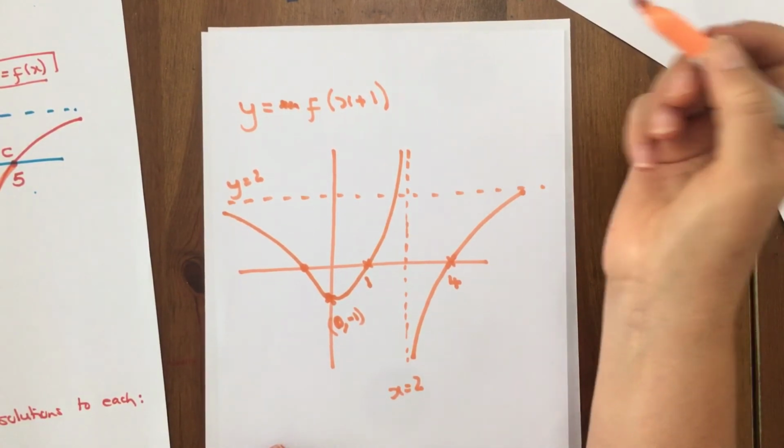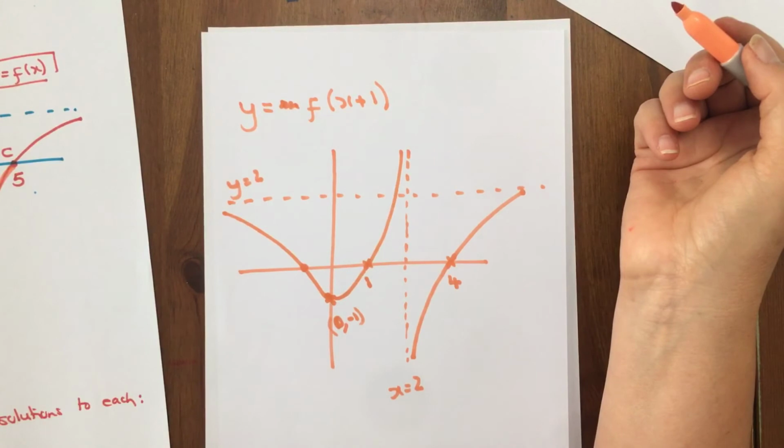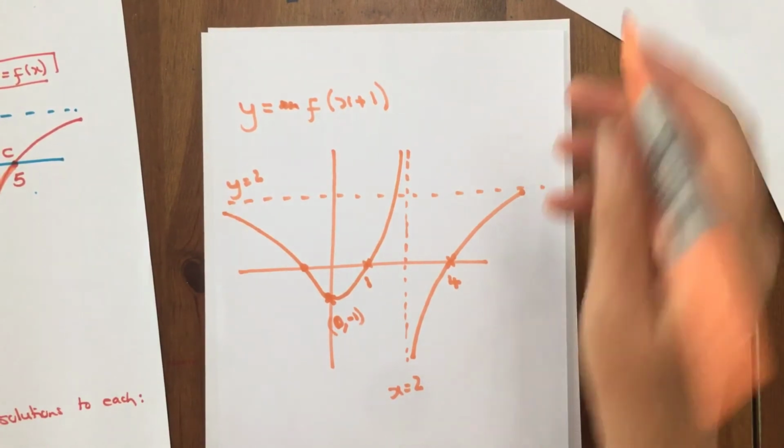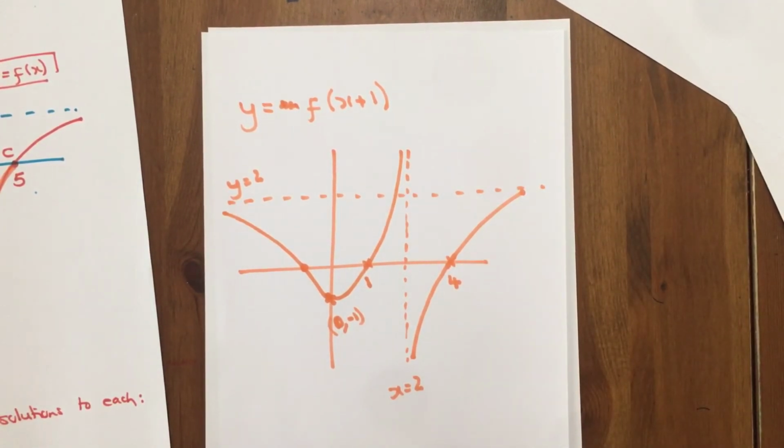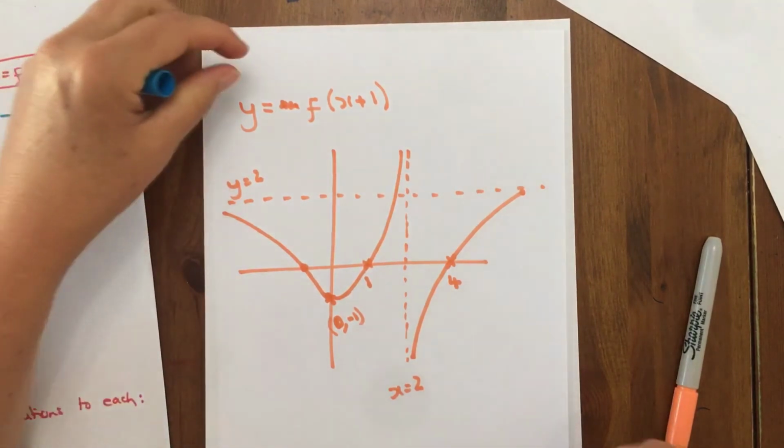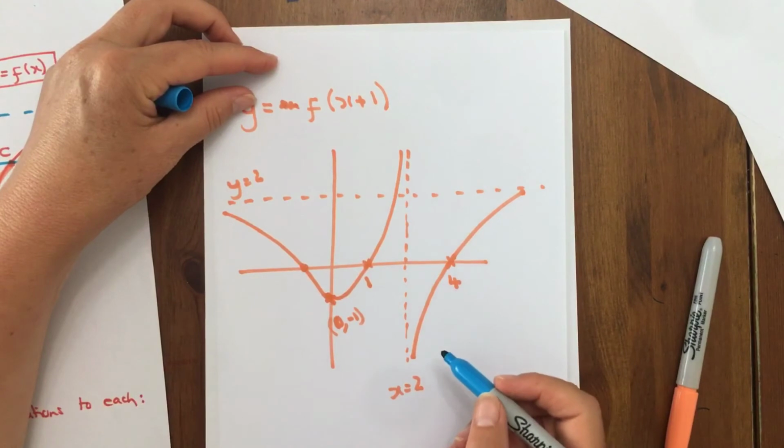Now, what happens when I put a negative sign in front of this? Well, everything is going to flip on the x-axis. So what's that going to look like? So my asymptotes are going to flip as well. Well, my y-asymptote will flip.